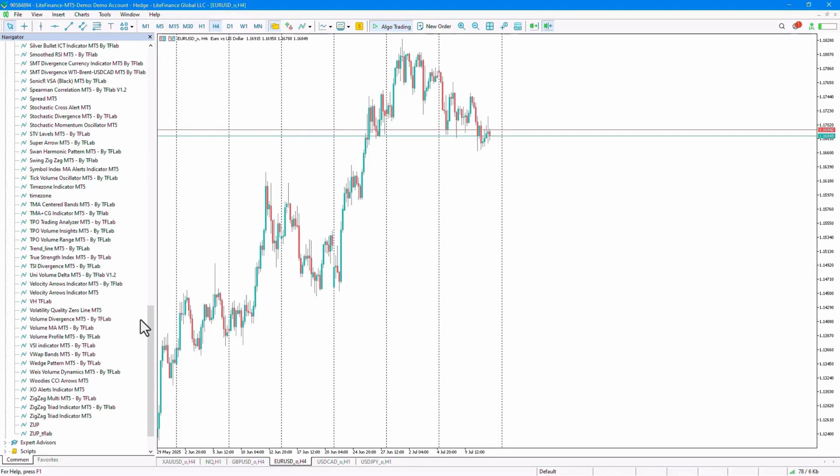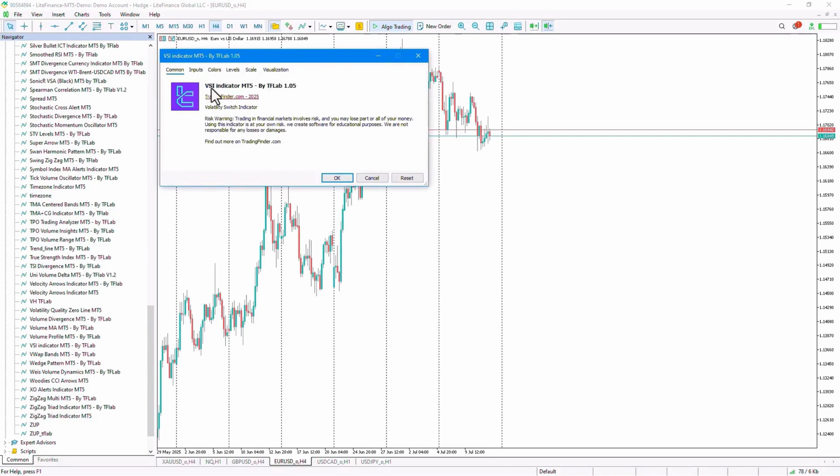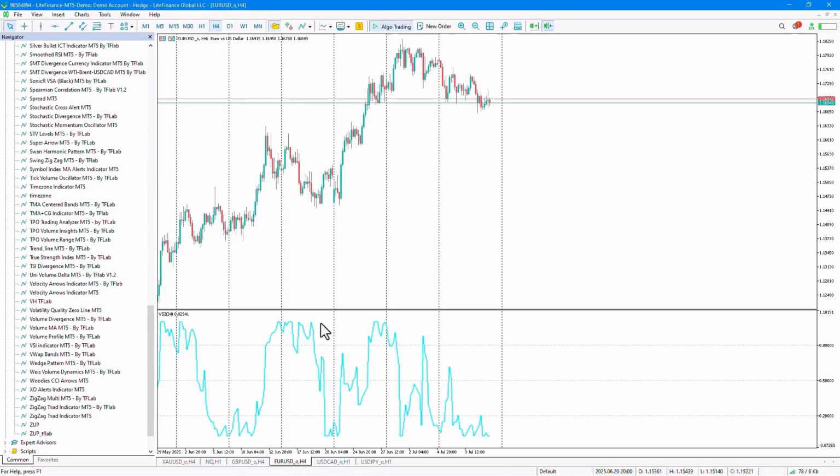From the Navigator section, select the indicator file and drag it onto the chart to run the indicator. Once the indicator is activated on the chart, an oscillator window will appear at the bottom of the chart. The Volatility Switch Indicator is a special and practical tool that allows traders to easily identify overbought and oversold zones, and based on that, detect price reversal points and enter buy or sell trades in the market.